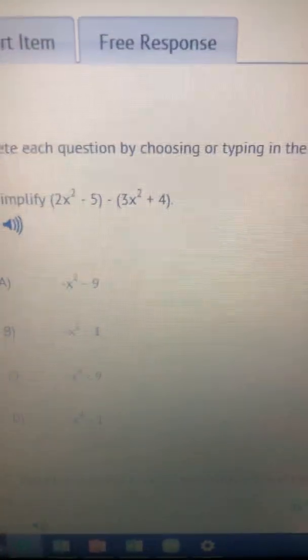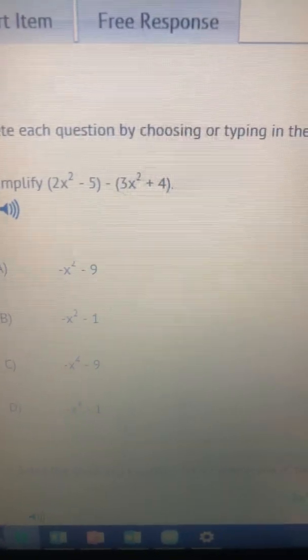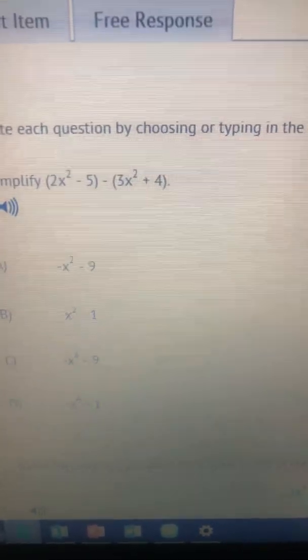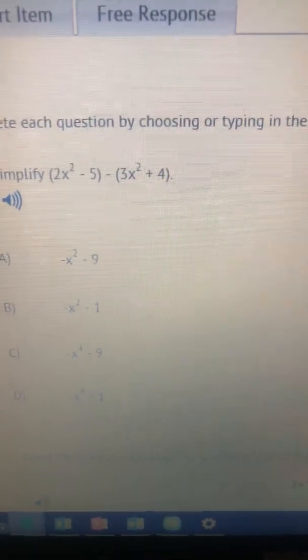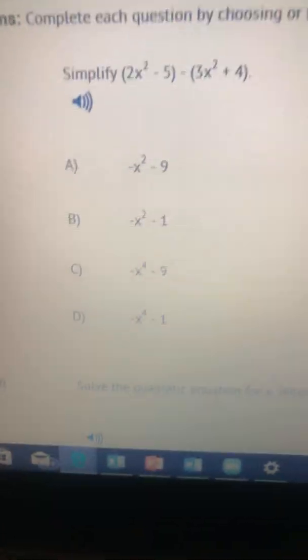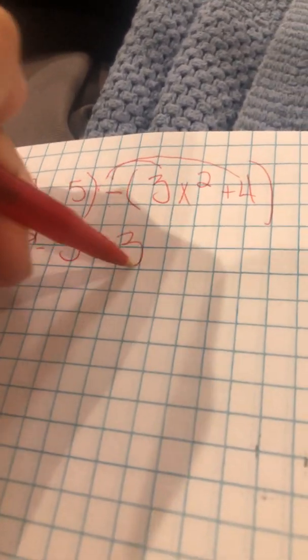Number one, we have 2x squared minus 5 and then minus 3x squared plus 4. And then you have your answer choices here. So what I've done is I have written down the problem, 2x squared minus 5 minus 3x squared minus 4. If you'll notice, we're subtracting these two expressions, and because you have a negative here, you're going to distribute that negative to everything inside the parentheses. So we're going to be left with 2x squared minus 5 minus 3x squared and minus 4.